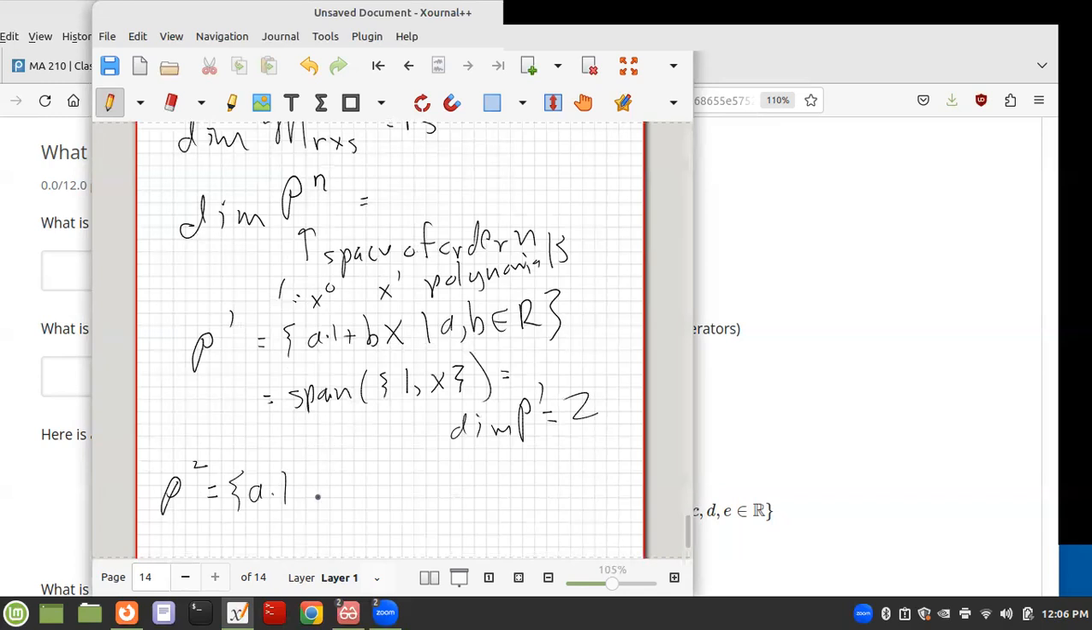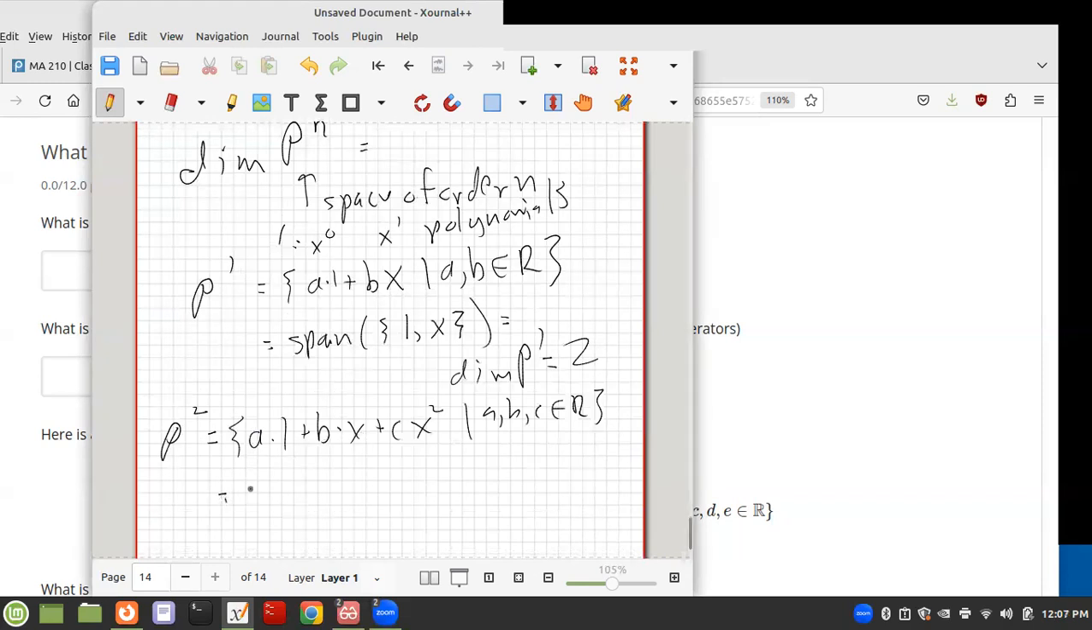Now let's look at P2. P2 equals A times 1 plus B times x plus C times x squared, where A, B, and C are members of R. Well, that's literally the span, the set of all linear combinations of 1, x, x squared. So this is a basis for P2, because they span the space and are linearly independent. So the dimension of P2 equals 3.